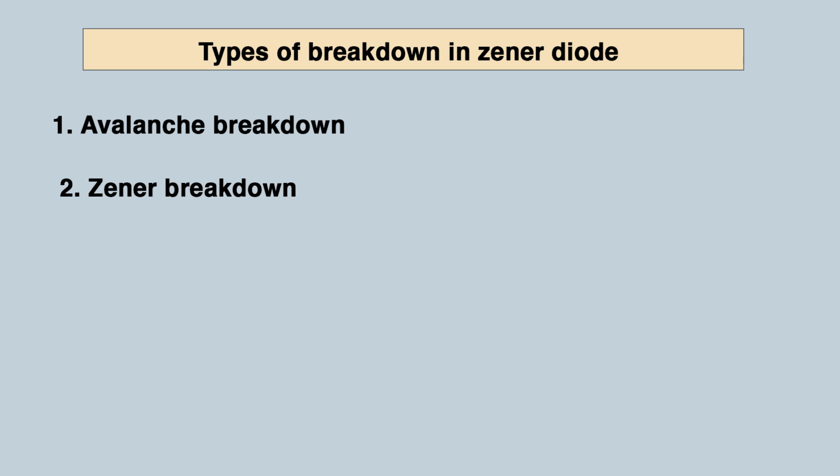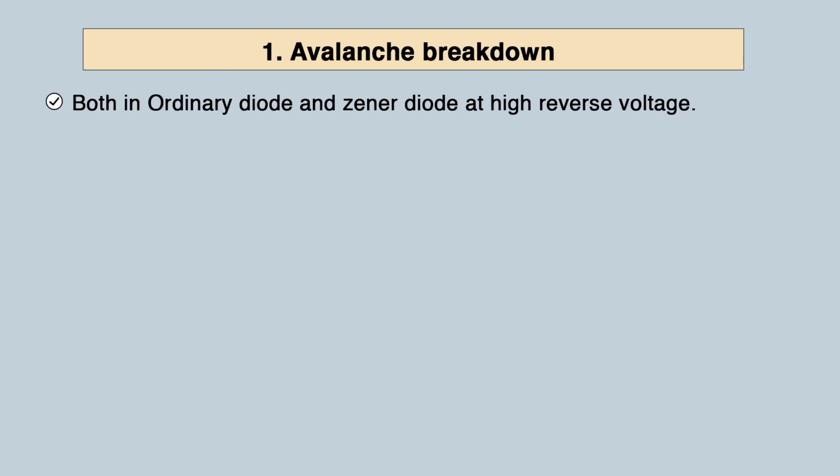So, the first one is avalanche breakdown and the second one is Zener breakdown. This breakdown will always occur in the reverse bias condition. Avalanche breakdown. The phenomenon of avalanche breakdown occurs in both diodes, Zener diode and the regular diode. This occurs at high reverse voltage.